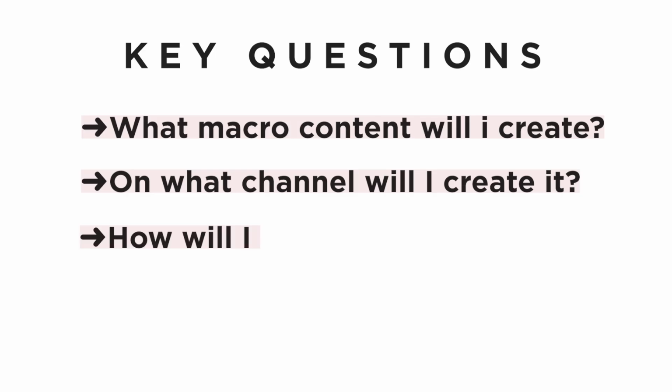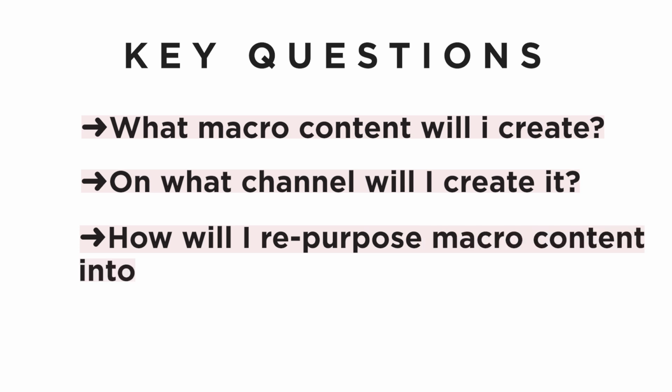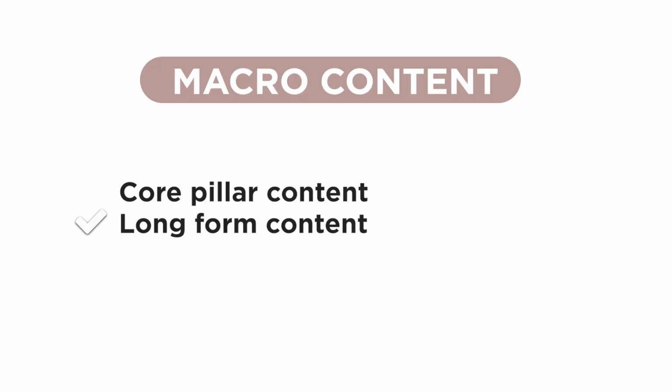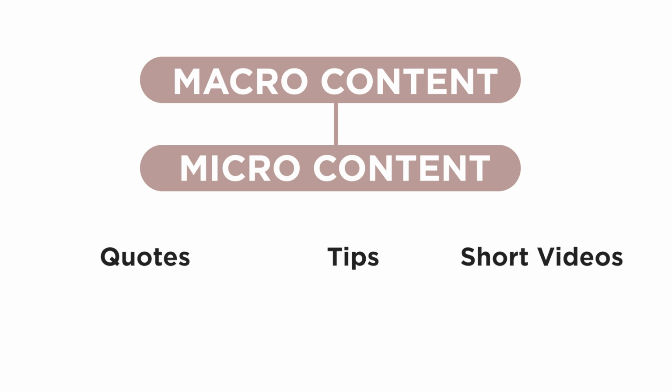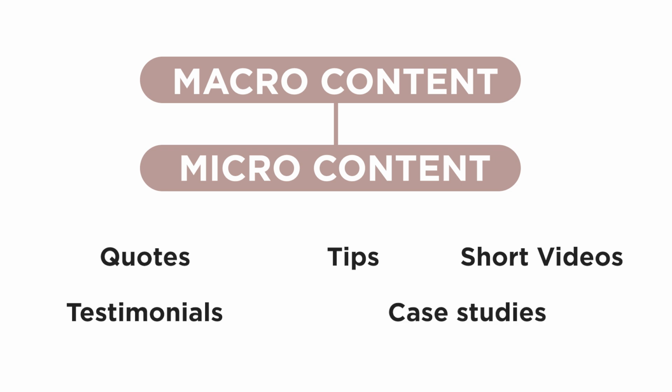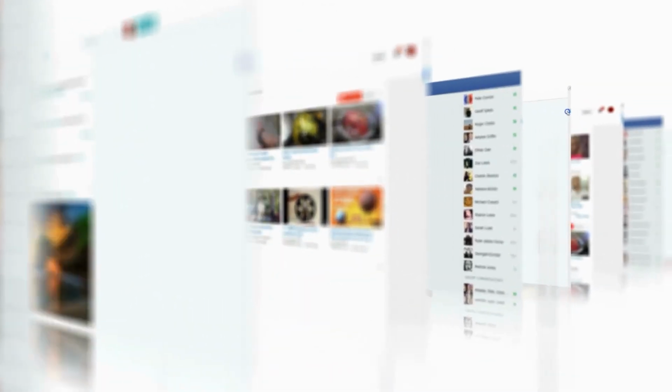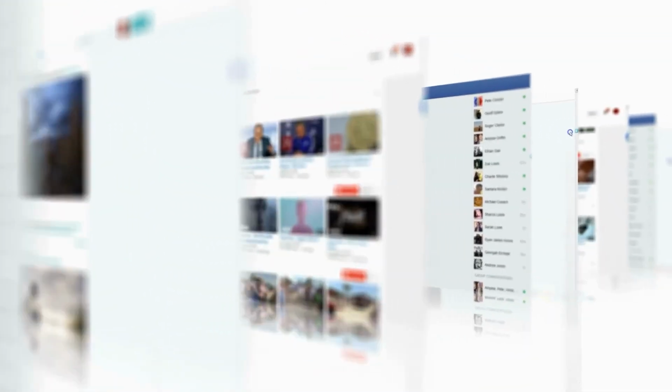The next one is, how will I repurpose macro content into micro content, right? So a big differentiator here. Macro content is your core pillar content, long form content, right? And then micro content are those snippets of content that you're sharing on social media that you're repurposing into quotes, into tips, into short videos, into testimonials, into case studies, right? Those are all the small aspects of your long form content that you're splintering, right? And repurposing and sharing on social media to drive traffic to your website.